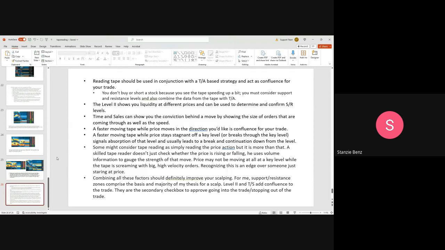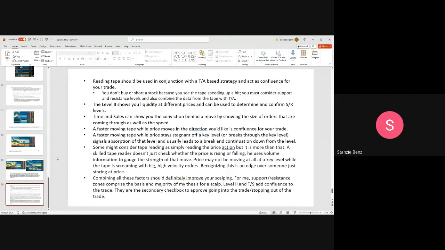Some might consider tape reading as simply reading the price action, but it is much more than that. A skilled tape reader, and I don't call myself a super skilled tape reader, but I would say I'm better than most, I'm pretty good at it, doesn't just check whether the price is rising or falling. They use the volume information that's provided by the tape to see the strength of that move. Price may not be moving at all at a key level while the tape is screaming with big high velocity orders, and that's showing absorption.